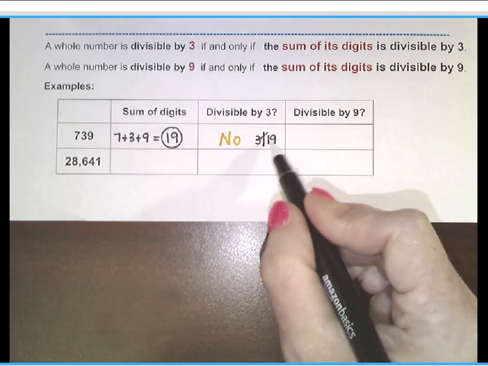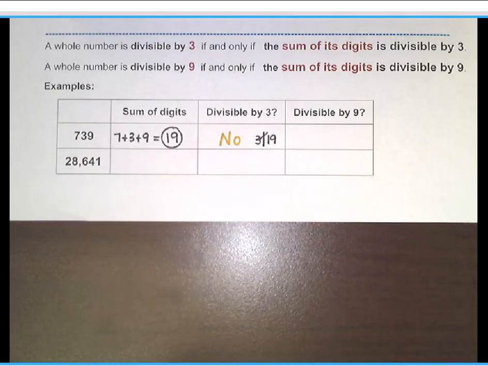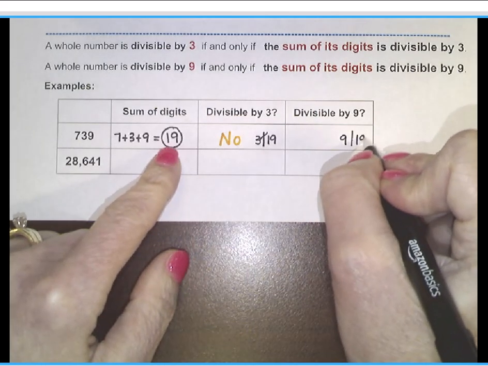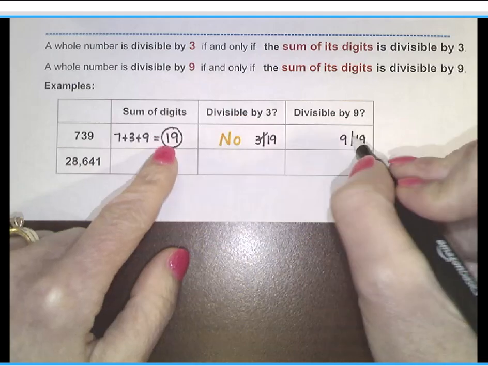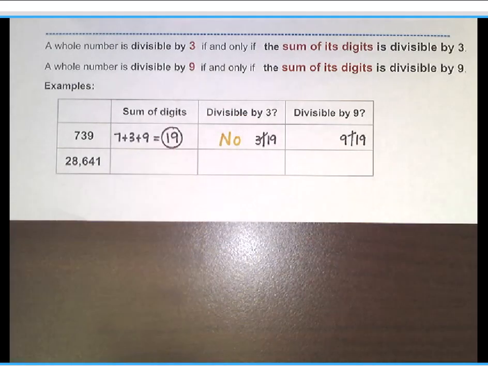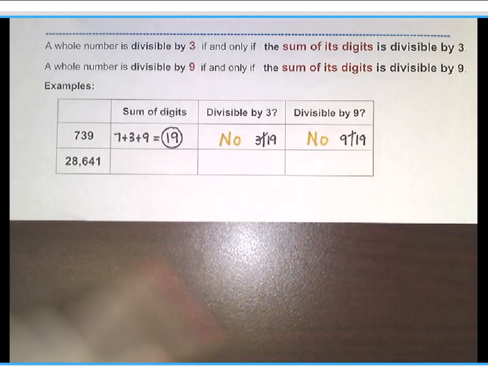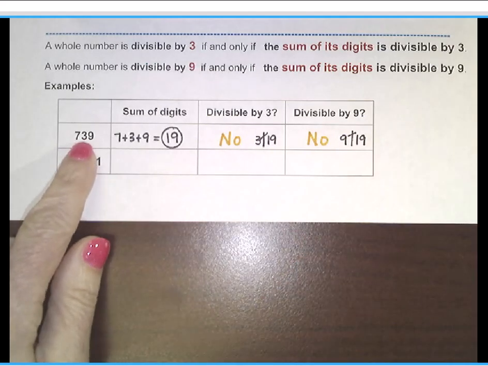If 3 doesn't divide the sum, it's not going to divide the whole number. So what about 9? Does 9 divide 19? Again, we're just looking at the sum of the digits. Nope, 9 doesn't divide 19, and so that means 9 is not going to divide 739. So that's how you do the divisibility rules for 3 and 9.